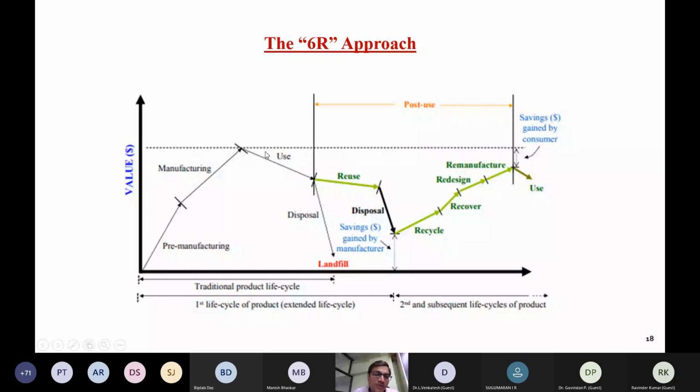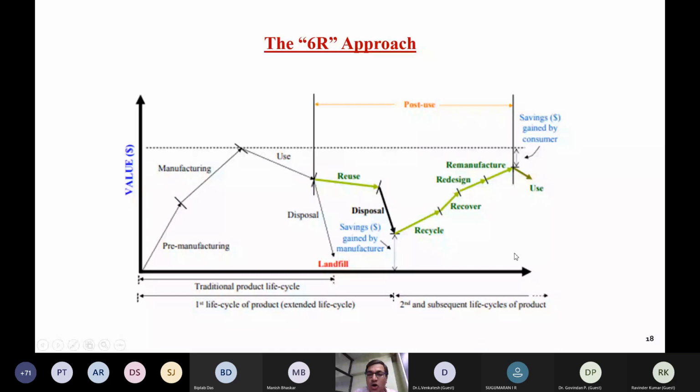Landfill kar diya, khatam. That is okay. Now the picture comes. Post use means they should reuse. Then disposal, then they should go, it makes more recyclable, recover, remanufacturing, then use. In that way, the 6R approach helps to enhance the life of the product. In this way, we should not directly throw our material after using.